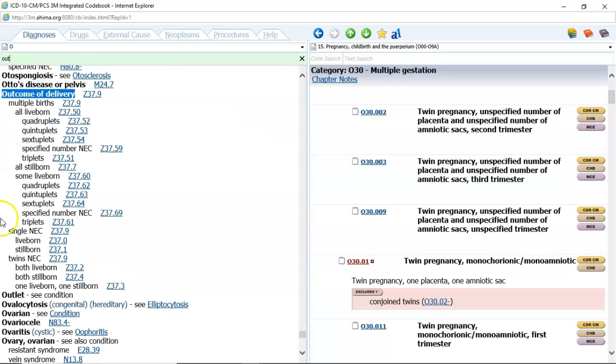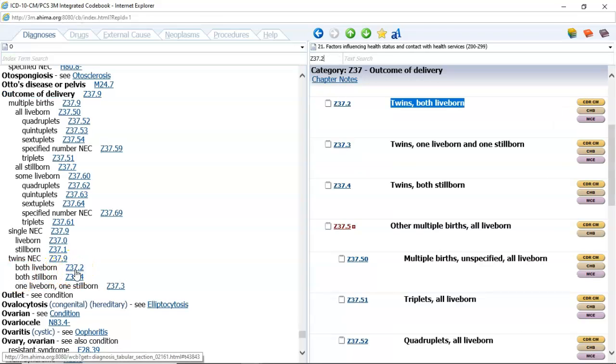So if we go to twins, they are both live born, so Z37.2. Now, it does not say here that she had an episiotomy. The only thing that we will code for a procedure here is the manually assisted delivery, so the 10E0XZZ code.